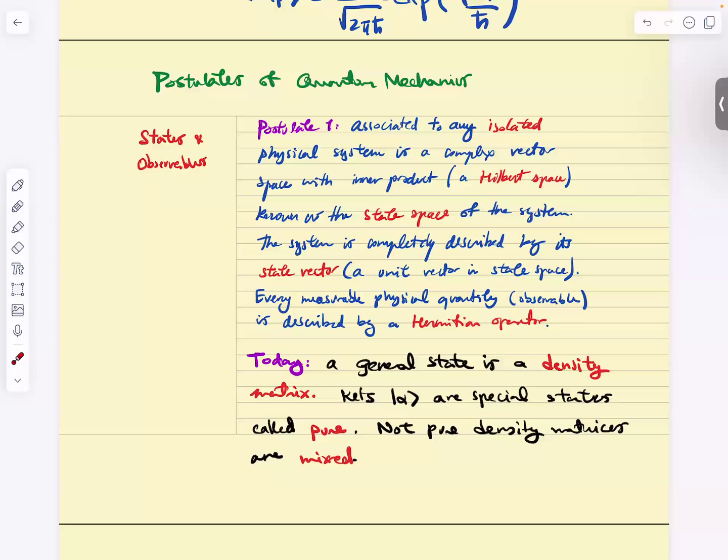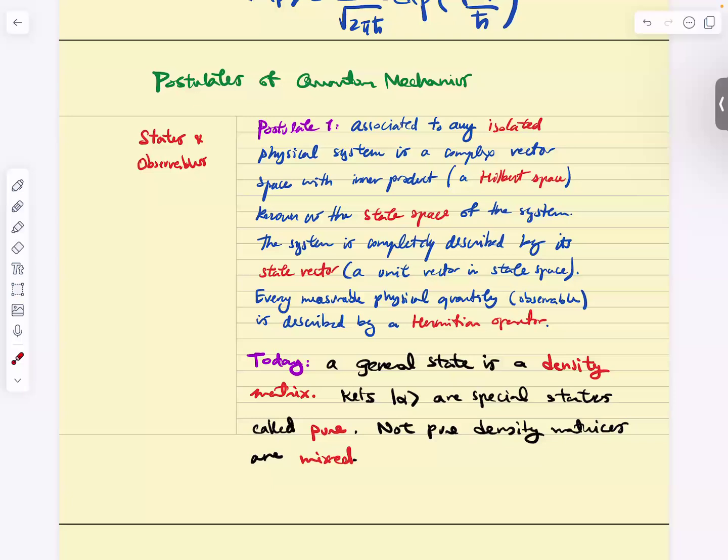Today we're going to see that kets, as vectors in the Hilbert space, are very special states in quantum mechanics. A general state is something that we're going to call a density matrix. We're going to motivate it and describe it. A state or density matrix describes a ket if and only if it's pure. Purity is the statement of whether the state could be described by a ket or not. A general density matrix that's not pure is going to be called mixed. This is just terminology; we're going to define it.